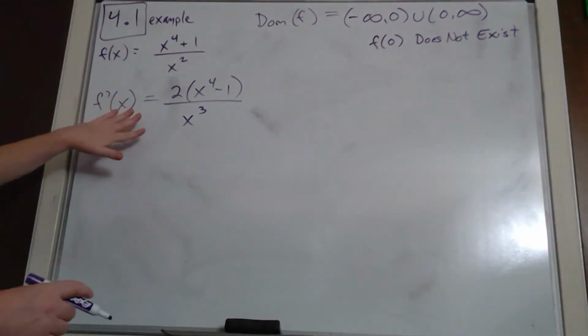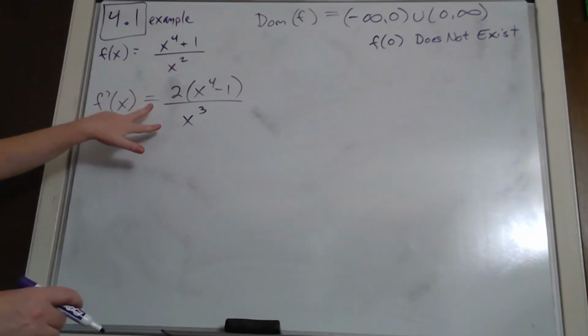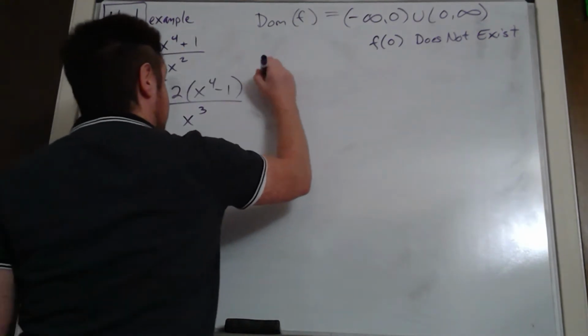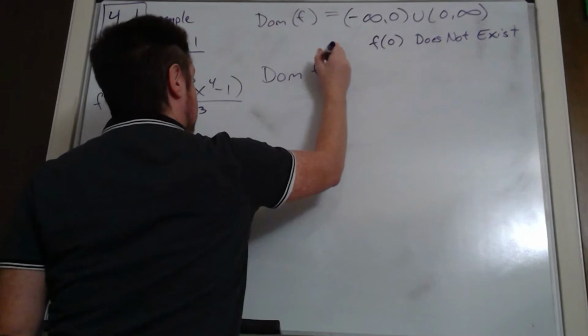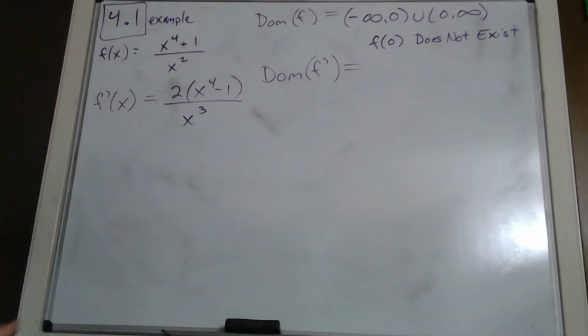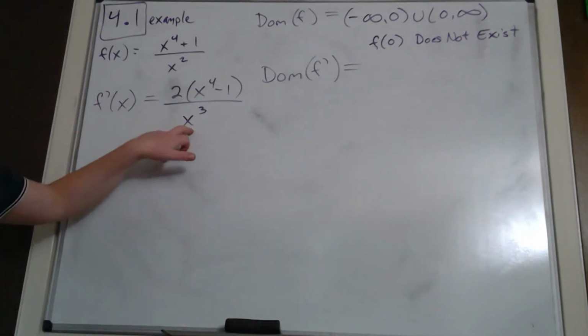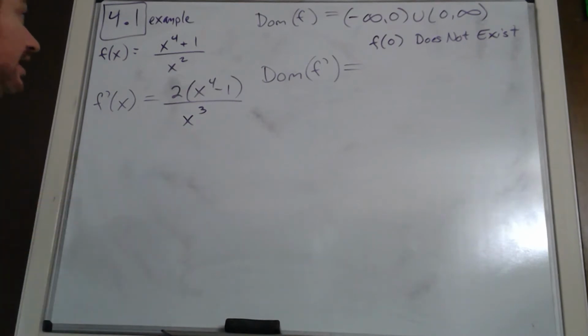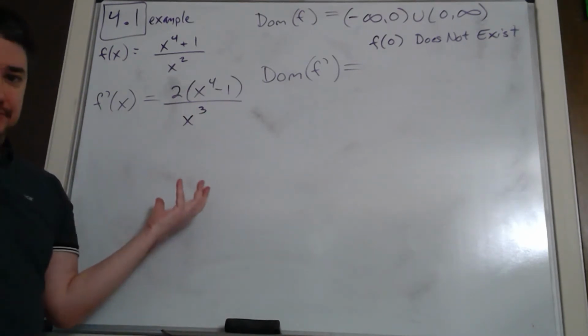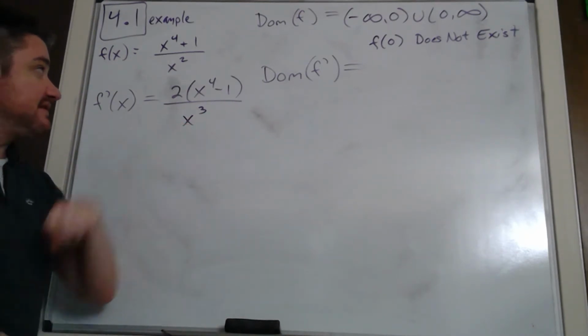Okay. Let's look at the derivative. Let's just discuss the domain of the derivative. So what's the domain of the derivative? Well, I have x's in the bottom. X can't be 0. So 0 cubed is 0. That's the only value that's bad. So 0 is bad in the denominator.